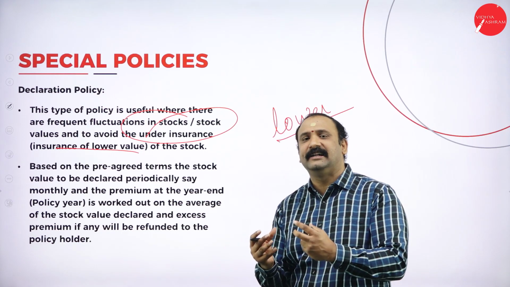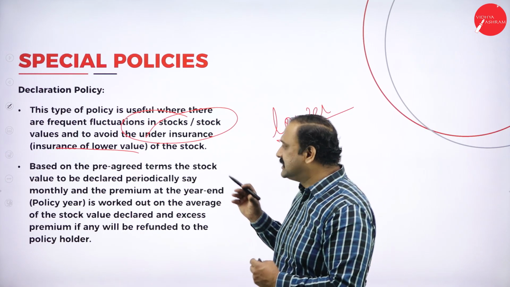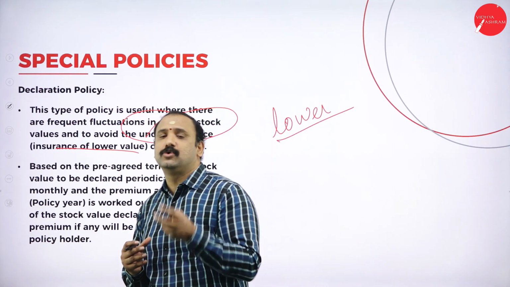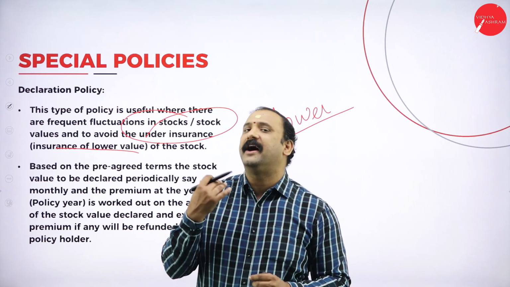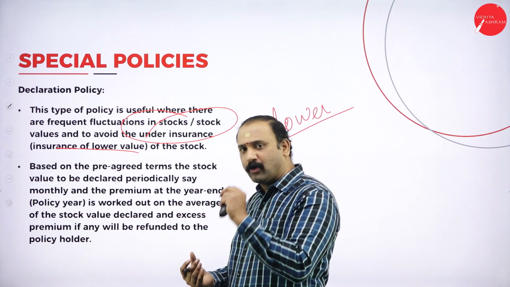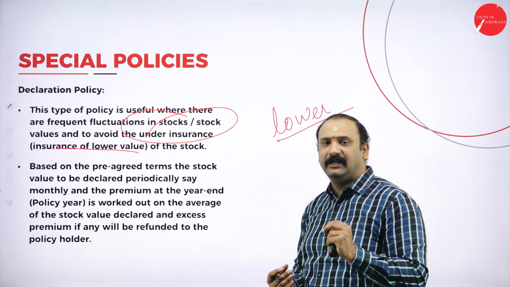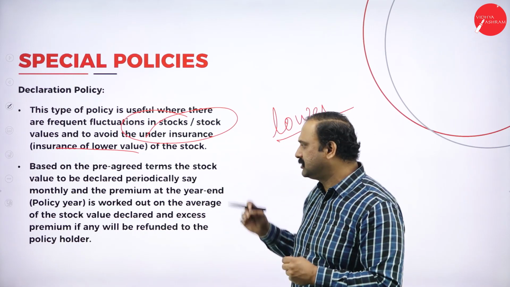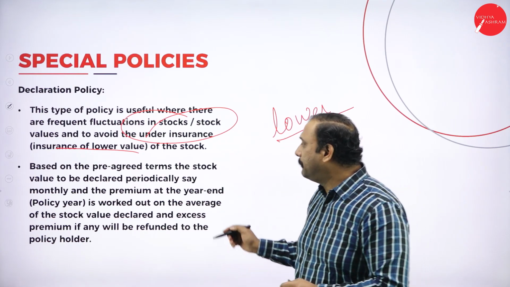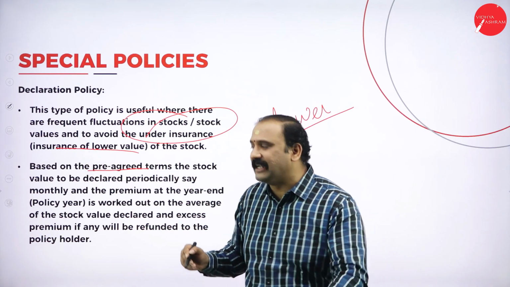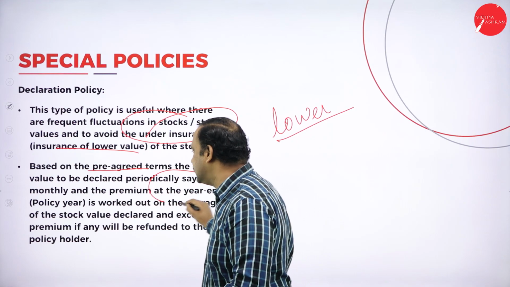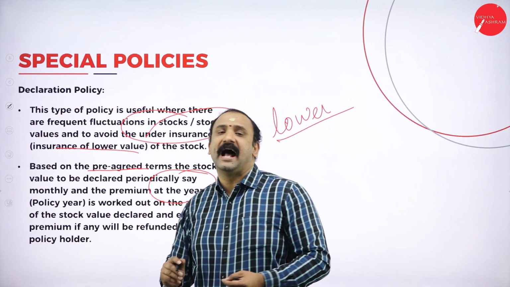In that stand, I would like to say that since the fluctuation is so high, the insurance company will not like to take up higher risk factors. So they go with the base level value, the minimum value of the stock. Now, based on pre-agreed terms, the stock may be declared periodically, say monthly, and premium at the year end.